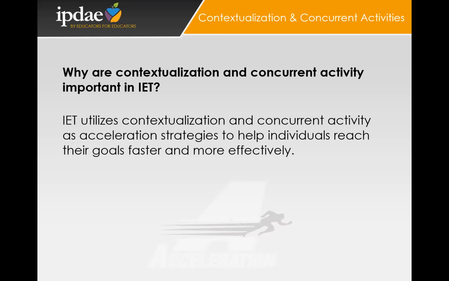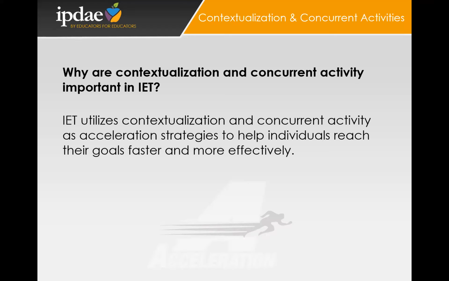Now, there are 2 main methods that are used in IET to speed up learning, and these are contextualization and concurrent activity. Let's start with contextualization. This is just a fancy way of saying that basic educational skills aren't taught separately. Instead, they're mixed into career-focused lessons. For example, if you're in an IET program for healthcare, you might learn math by calculating medicine dosages or measuring vital signs. By linking basic skills to real-world job situations, it helps you better remember and understand the information because you can see how it's directly useful in your chosen career.